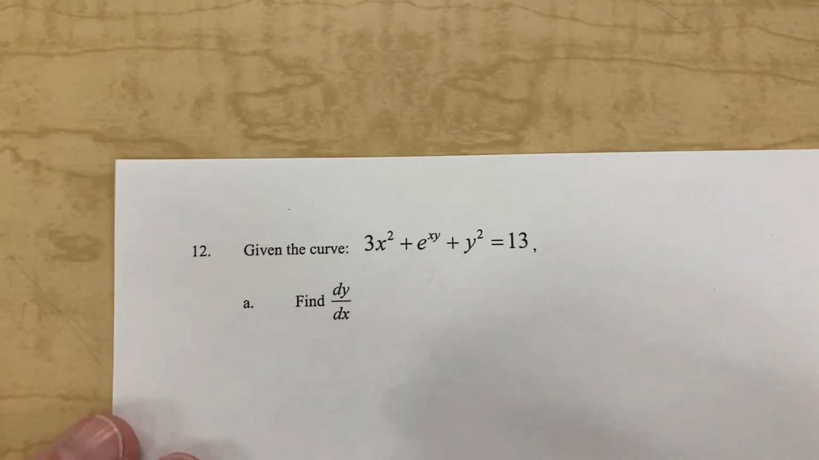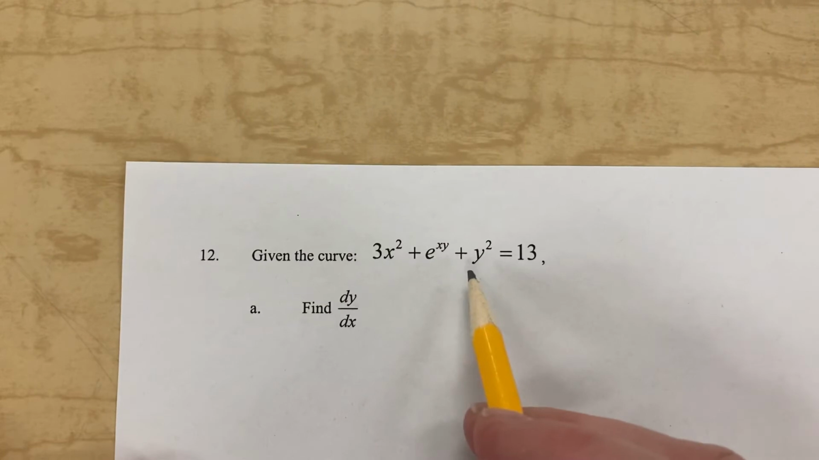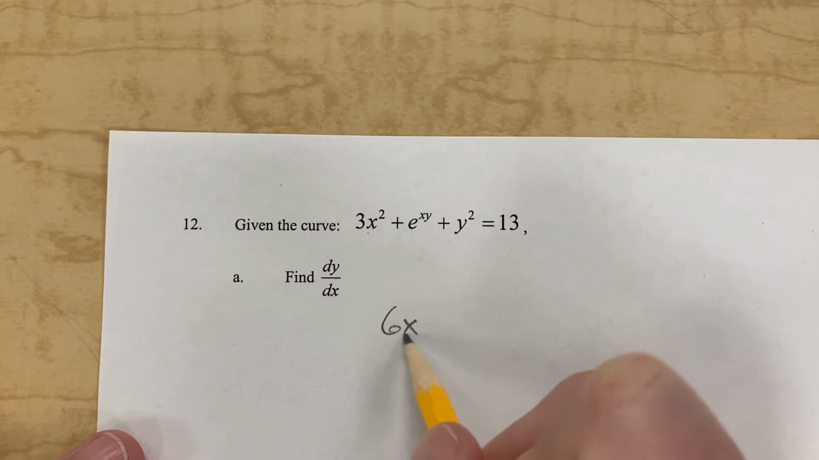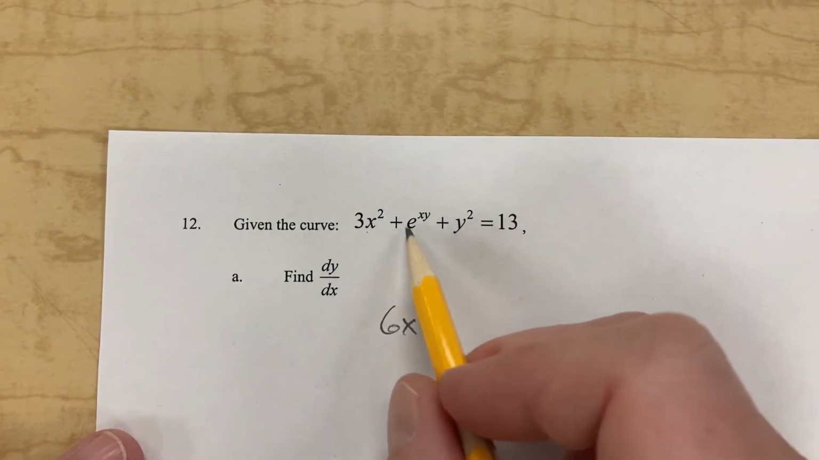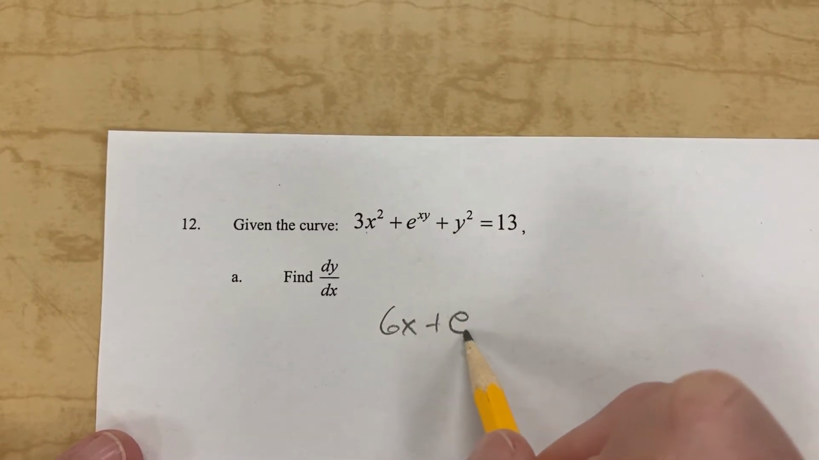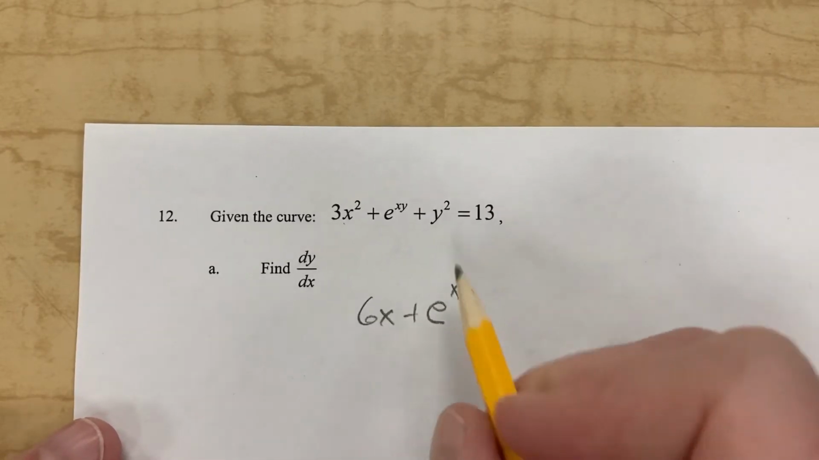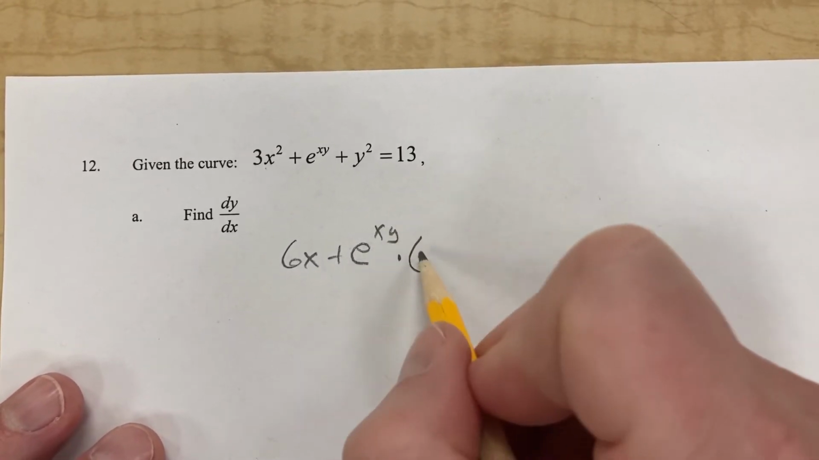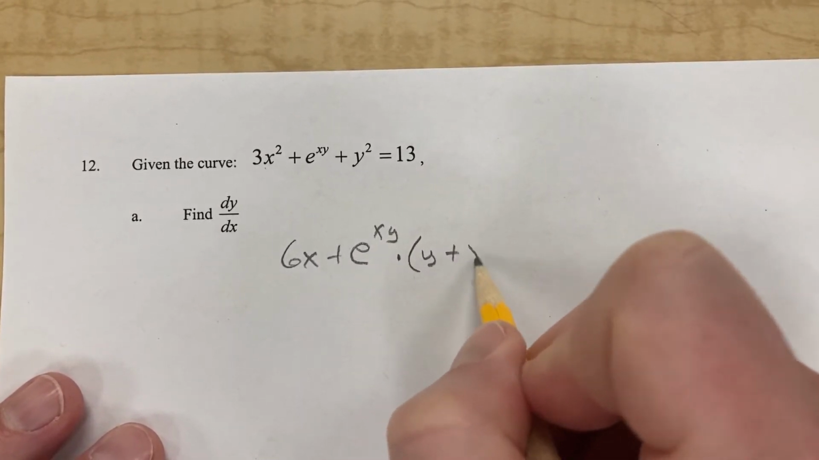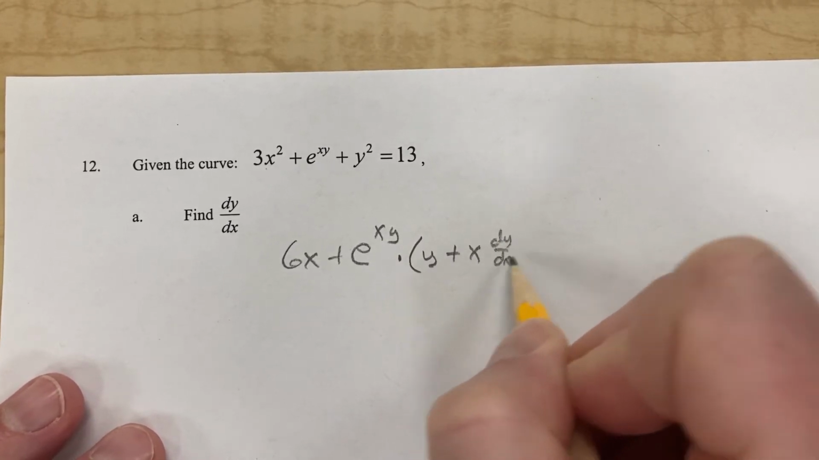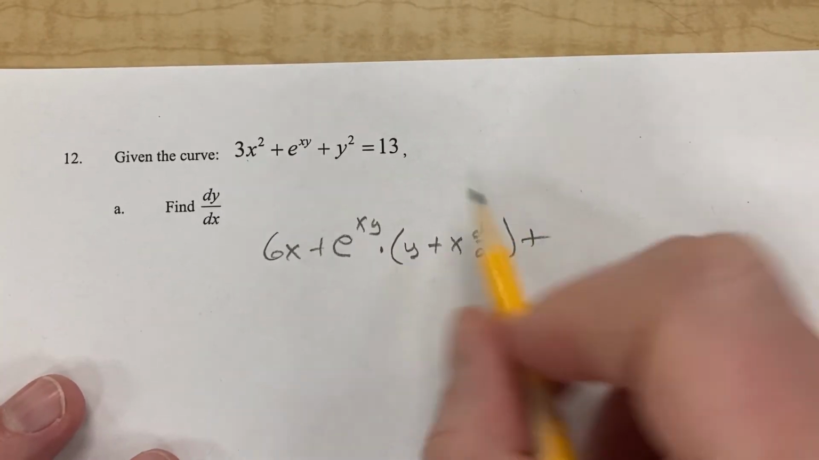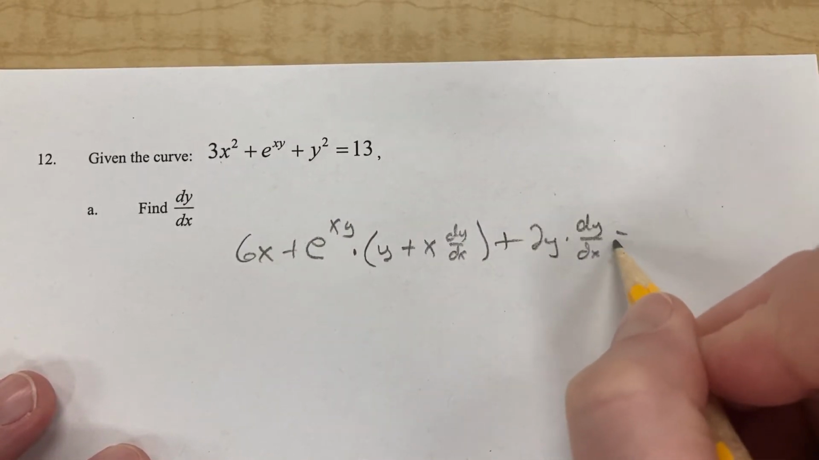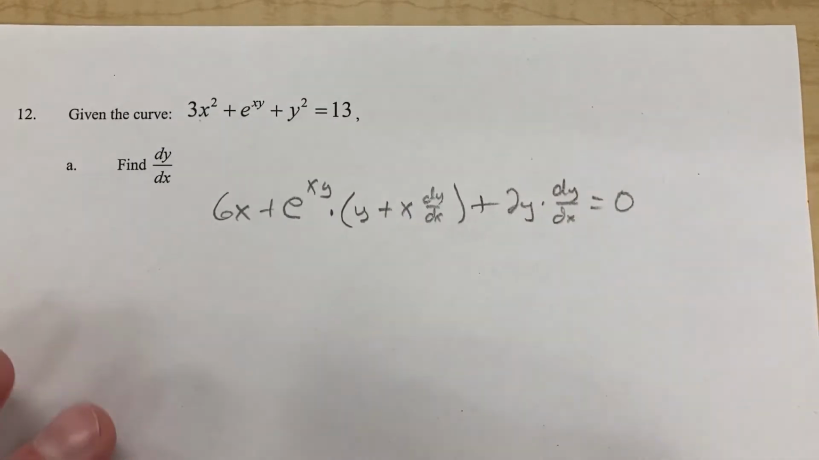Okay. This one here gives us a function. We're supposed to find dy dx. We're going to do some implicit differentiation. This one's easy enough. It'll be 6x. This one's a little trickier, e to the xy. So we've got to do the derivative of e first, which is its own derivative. Keep the exponent the same, times the derivative of the exponent, which is a product rule. So derivative of x is 1 times y plus x times derivative of y. This is where it's going to get a little crazy. Okay, plus y squared, that's 2y times dy dx, equals derivative of 13, which is 0.